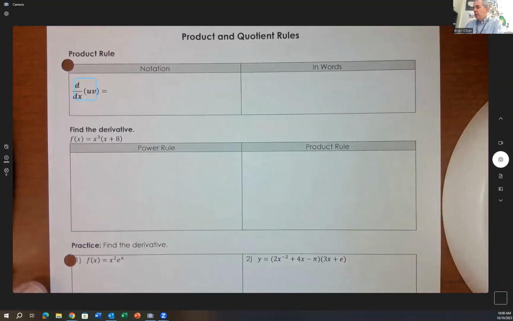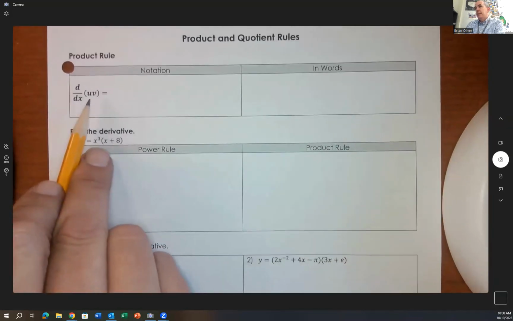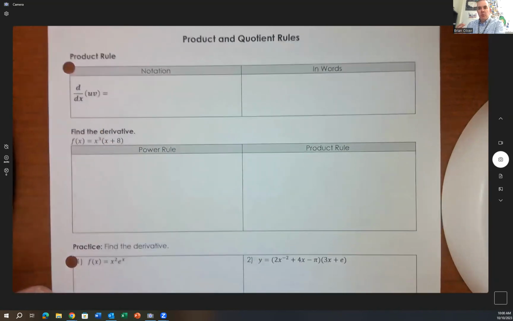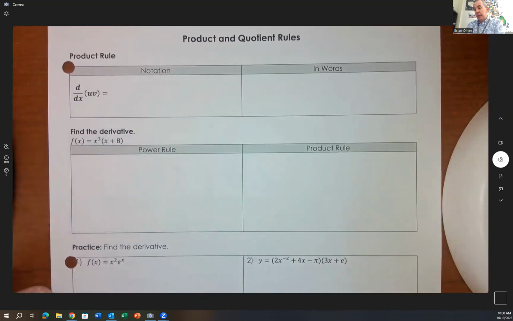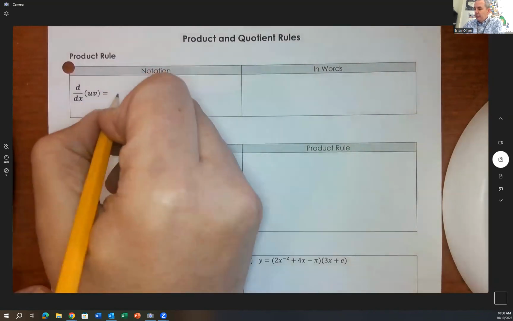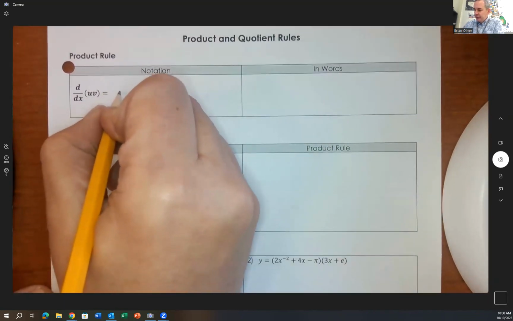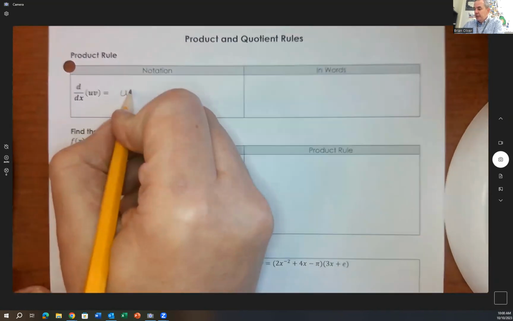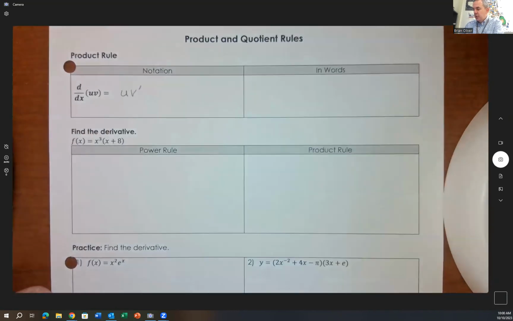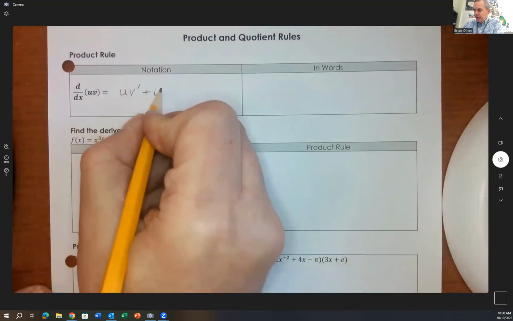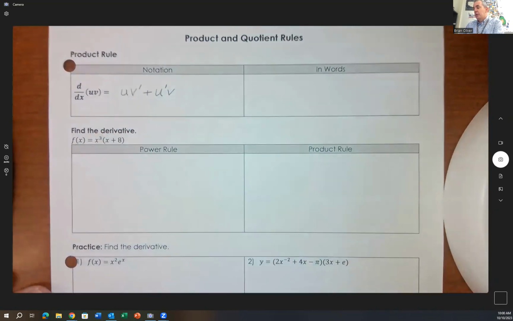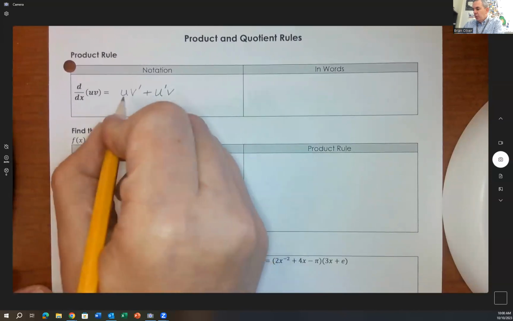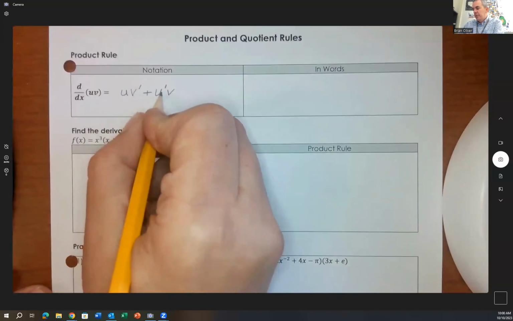Okay. The way I read this says the derivative of uv with respect to x. So what we're looking at is u and v are going to be two functions with respect to the variable x. And the notation for that is going to be, we take the first function, u, times the derivative of the second one, plus the derivative of the first one times the second. So I like to say 1 prime 2 plus 1 prime 2 plus the prime of 1 times 2.